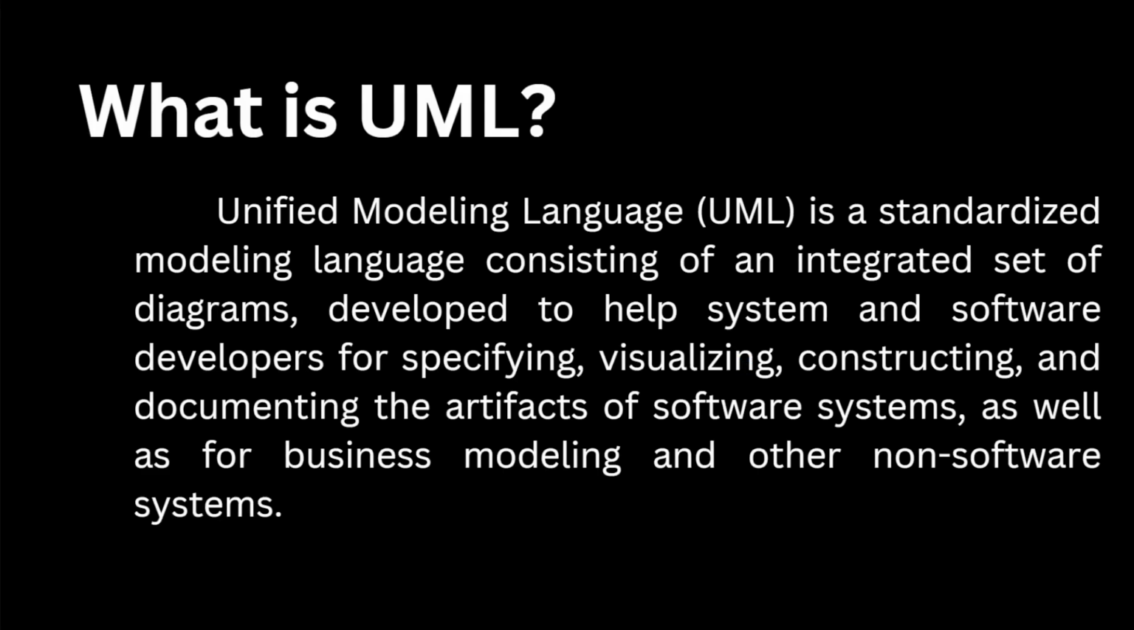What is UML? Unified Modeling Language or UML is a standardized modeling language consisting of an integrated set of diagrams developed to help system and software developers for specifying, visualizing, constructing, and documenting the artifacts of software systems as well as for the business modeling and other non-software systems.